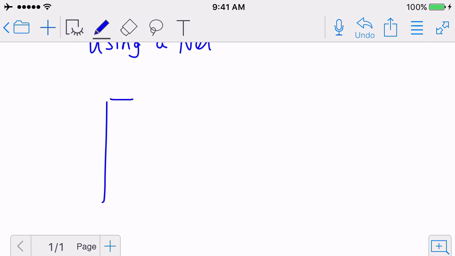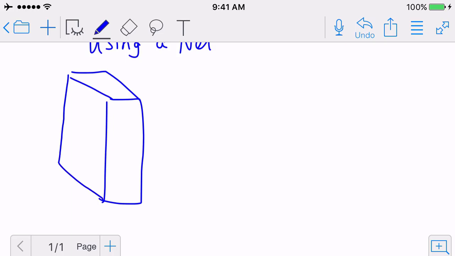Let's make a rectangle. And then I'm going to draw this going back. Usually if you see dotted lines, that usually means those sides are behind the other sides. Okay. And let's give this some measurements. So maybe 5 and 3 and let's say, I don't know, 8. Okay. So let's draw our net.